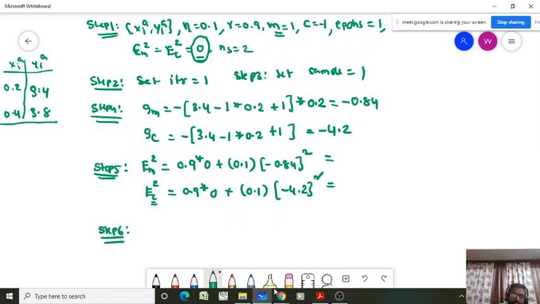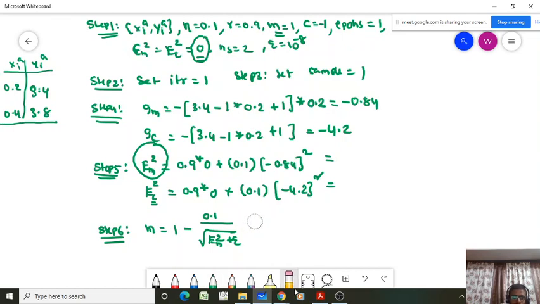You have to go to step 6. In step 6, we have to update the model parameters. So that's m equals m minus, that is 1 minus eta 0.1, divided by square root of Em2, that is from here, plus epsilon. So we have to initialize the epsilon value, that's equal to 10 power minus 8, and here we have to use the gm value, so that is minus 0.84.